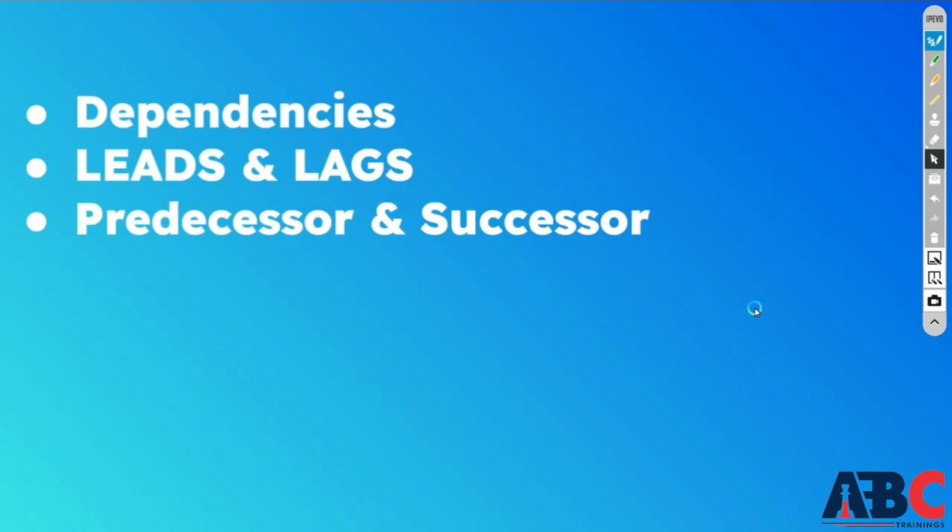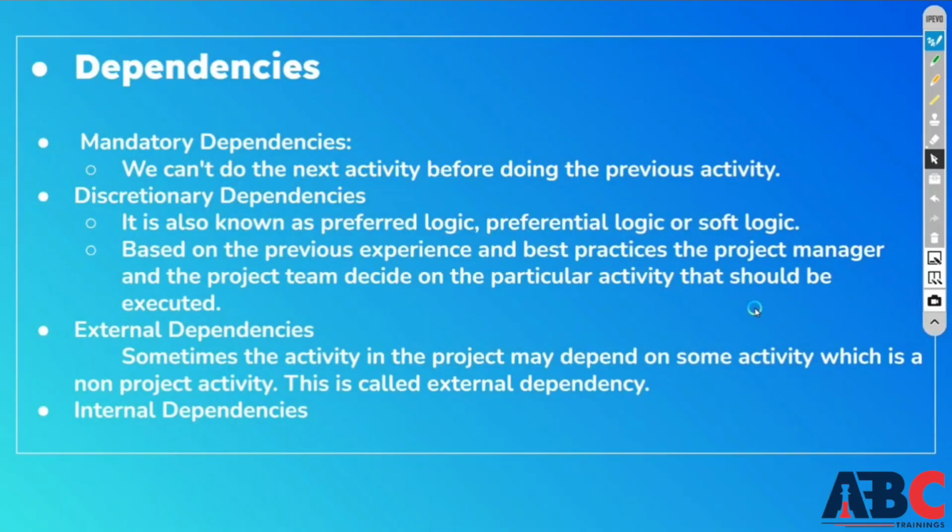So we call them dependencies. What are the mandatory dependencies? There are 4 types of dependencies: mandatory dependencies, discretionary dependencies, external dependencies and internal dependencies. The first type is mandatory dependencies. In mandatory dependencies, until you finish the previous activity, you cannot start the next activity. We saw an example: if you have not finished the brickwork and you start plastering, it will not work. Only when your brickwork is finished can you start plastering. So we call this mandatory dependencies.